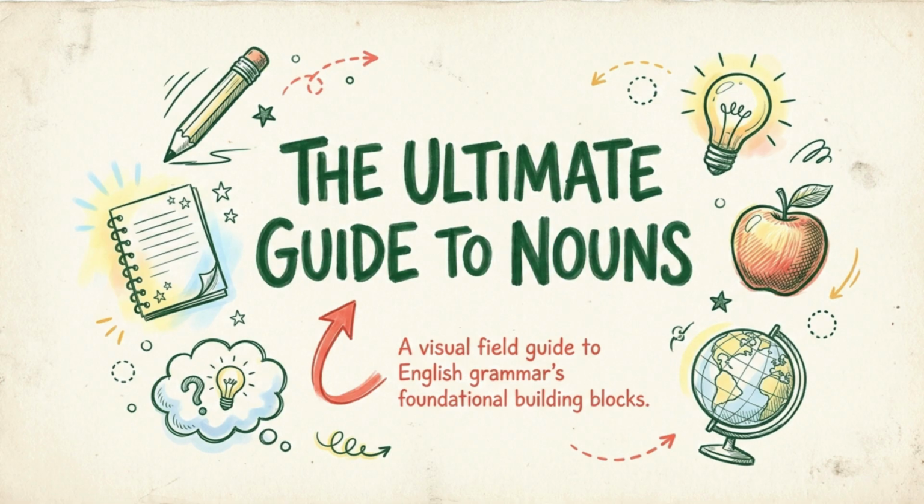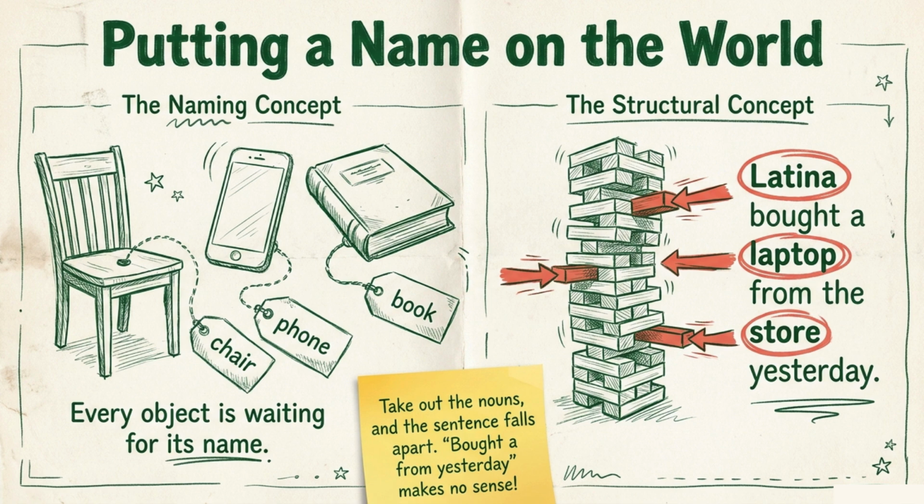The ultimate guide to nouns. Every sentence you speak leans on one part of speech more than any other. This is your visual field guide to nouns, the foundational building block of English grammar. By the end, you'll be able to spot one, name its type, and know exactly what job it's doing in a sentence.